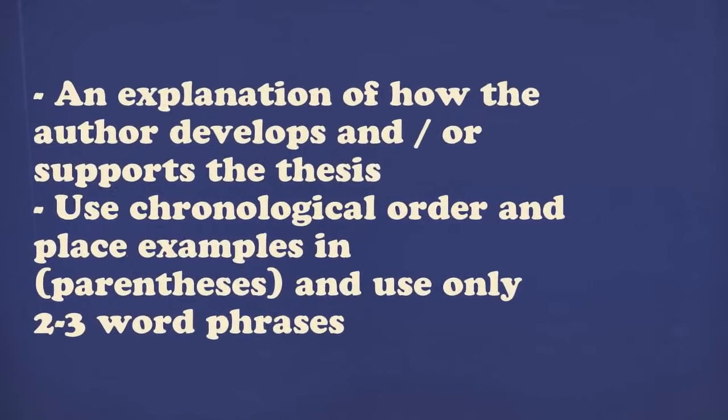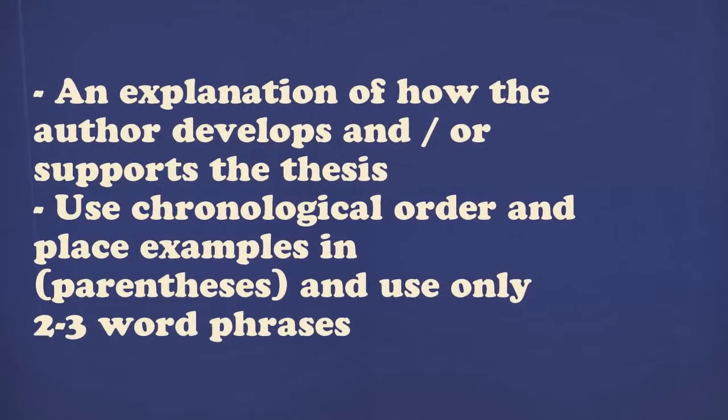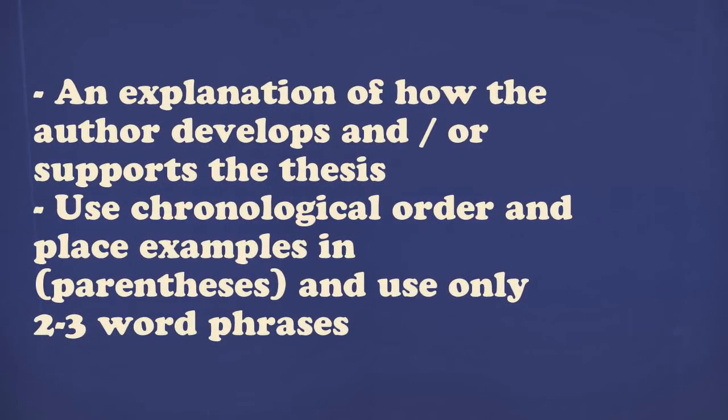Next up, sentence number 2. Sentence number 2 includes an explanation of how the author develops and/or supports the thesis noted in sentence number 1. You want to use chronological order, and any examples you use, you want to place them in parentheses. Remember, these examples should only be 2 to 3 word phrases. You do not want to use full sentences.